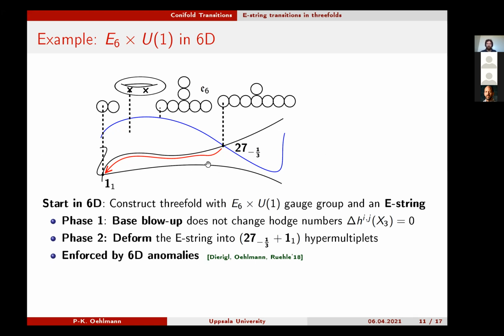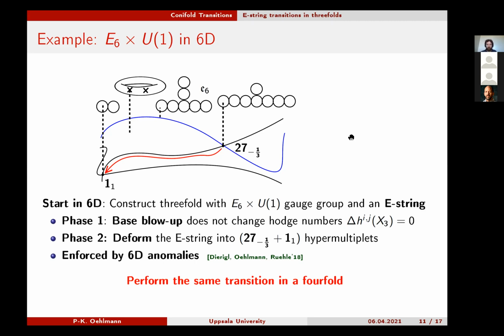And actually the 6D anomalies that you can compute on very general grounds tell you that this is the only way how you can deform such an E string. So the only way how you can in 6D deform this E string curve that you had before, or this E string point, is via splitting it up into a 27 and a singlet with these U1 charges. Okay, this is what we do in 6D.